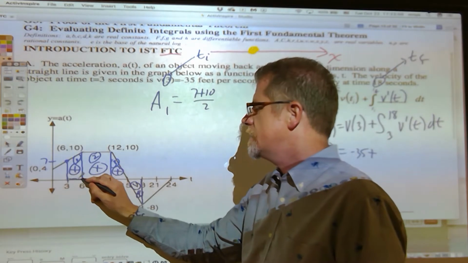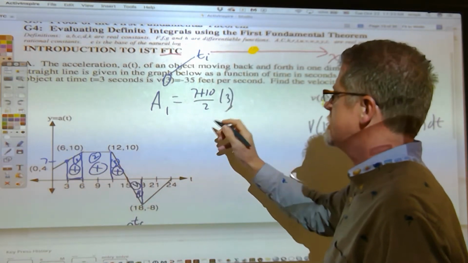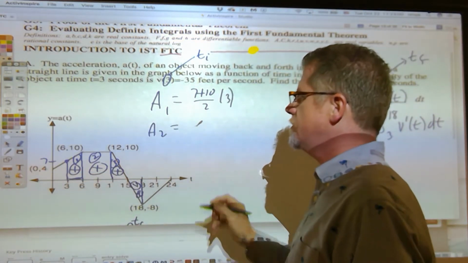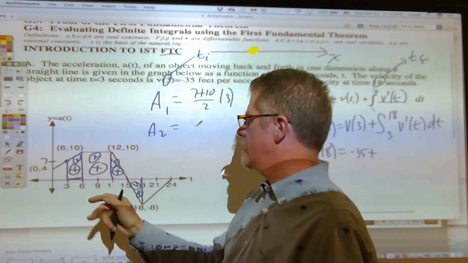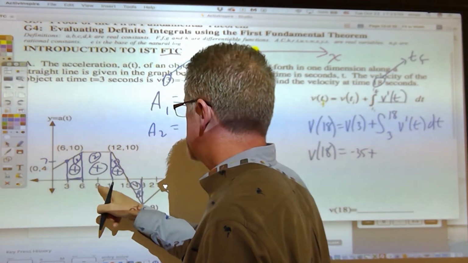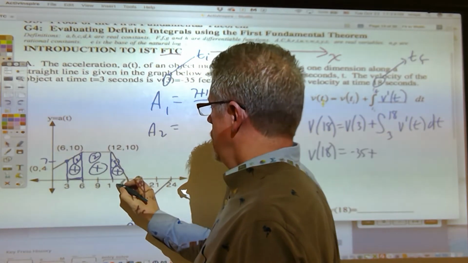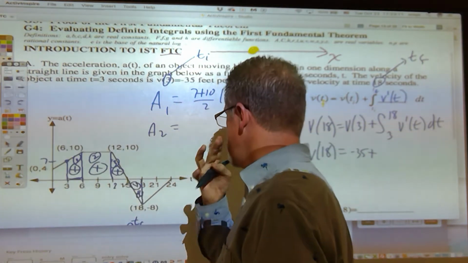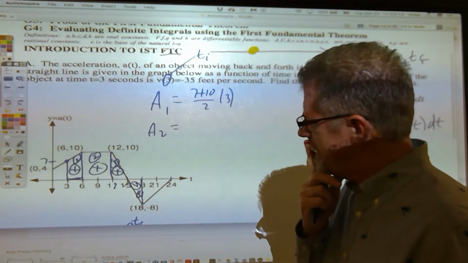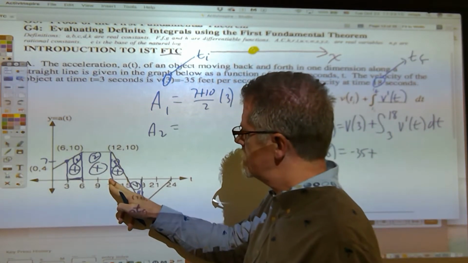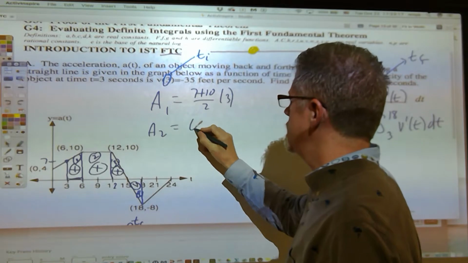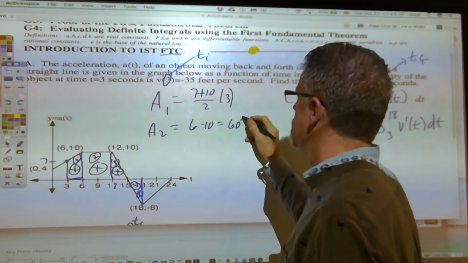We'll say the height is like that, it's 3. That's area 1. Area 2 is a rectangle. This, by the way, 3, 6, 9. There should be a 12 there. It's going by 3s. So that should be 6 by 10. It's a 6 by 10, or 60.